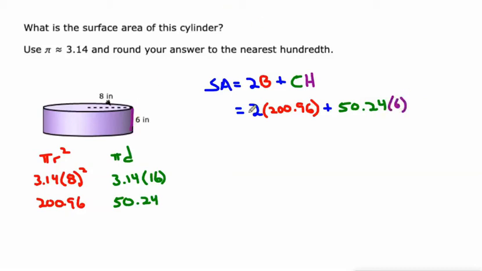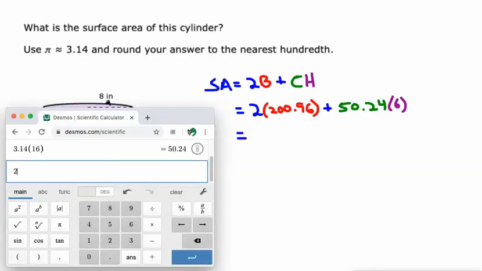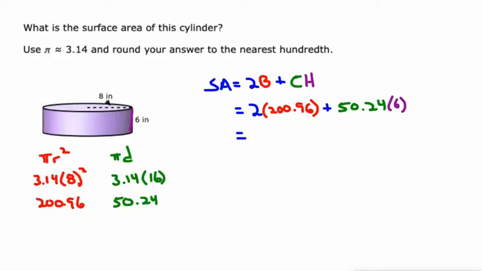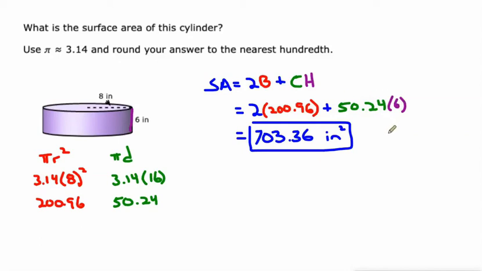So I think we've shown enough work at this point. Let's grab the calculator and just punch all this stuff in. 2 times the area of the base, 200.96, plus the circumference of the base, 50.24, times the height of the prism, 6. And that's 703.36. And that is going to be measured in inches squared. So we found the area of the 2 bases and the lateral surface area, and we added those together.